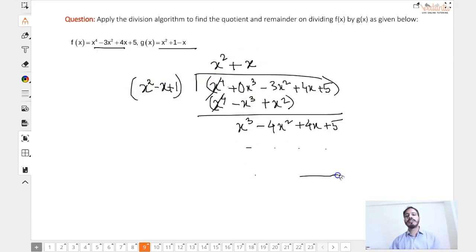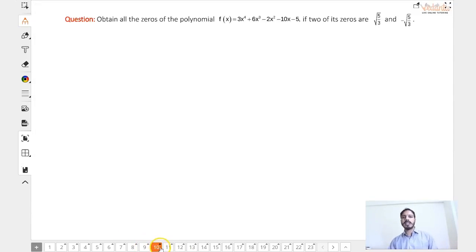And then in this way, we will go on till we get a remainder whose degree is less than 2, so we will stop there. So this is the method. It's very simple. Using this division method also, sometimes we can find out the zeros of the polynomials. Let me go to the next one.